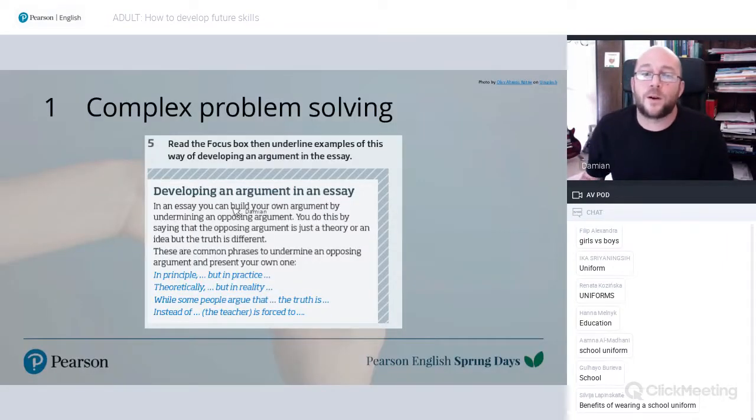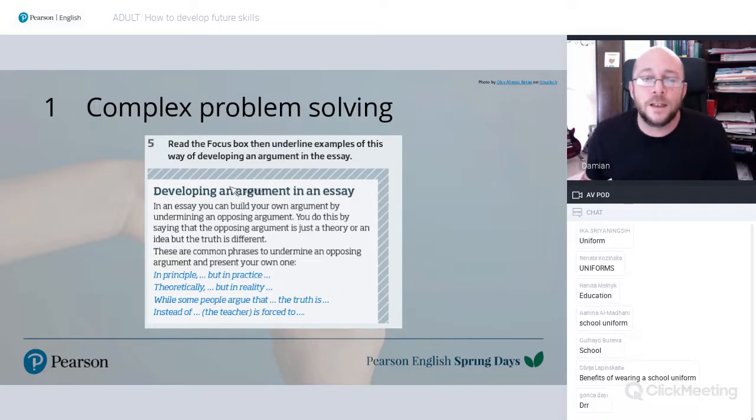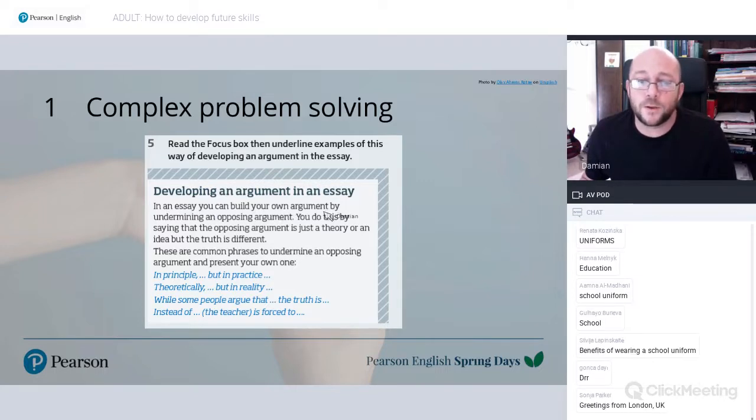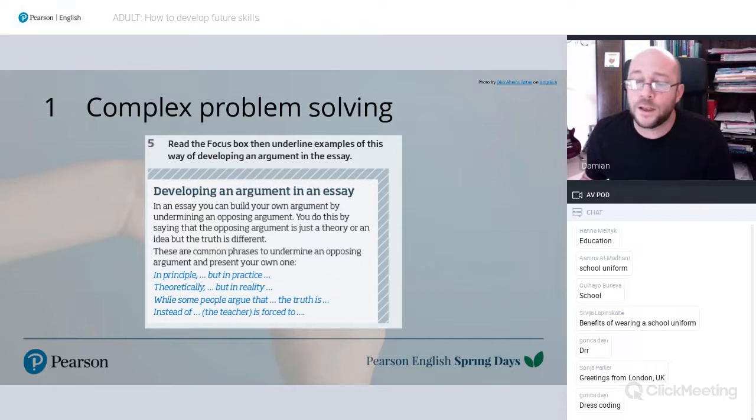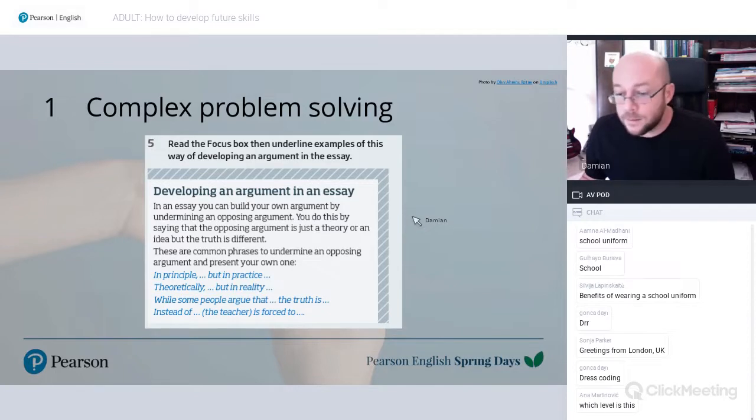Then comes the focus box, and this is where we teach them a strategy. So here we're teaching them how to develop an argument in an essay. And we say in an essay, you can build your own argument by undermining an opposing argument. You do this by saying that the opposing argument is just a theory or an idea, but the truth is different. And then we give them some common phrases. In principle, but in practice. Theoretically, but in reality. And so on, and so on. This is B1 level.